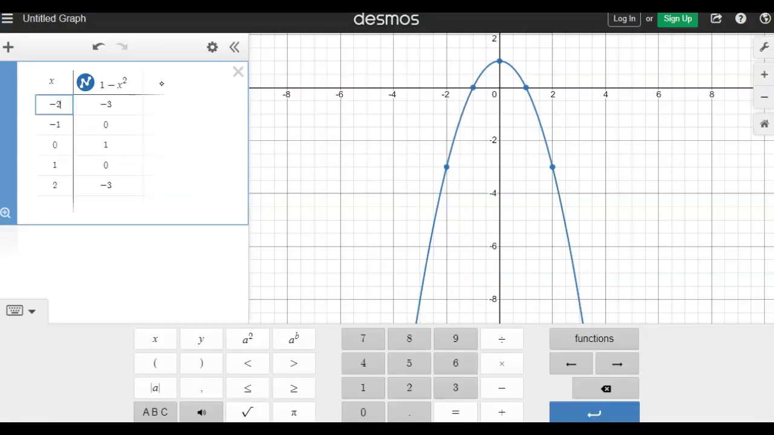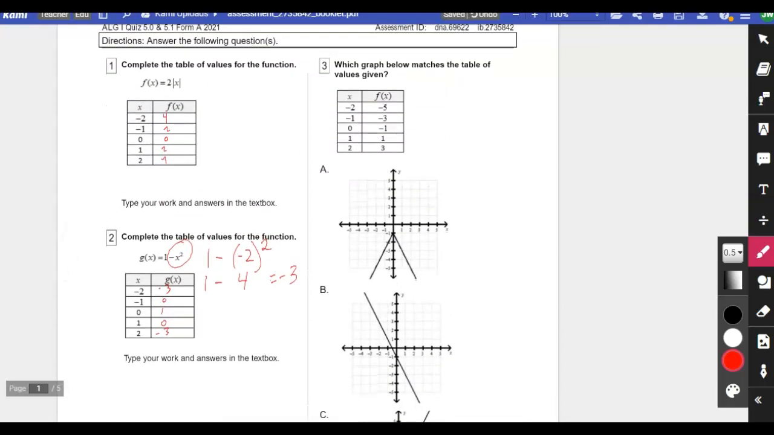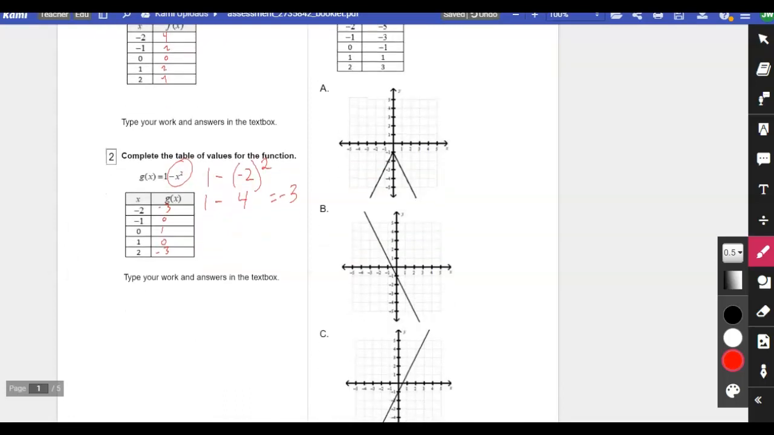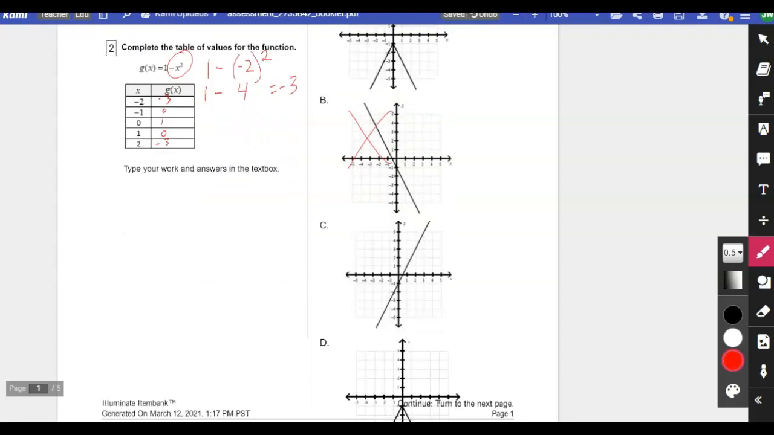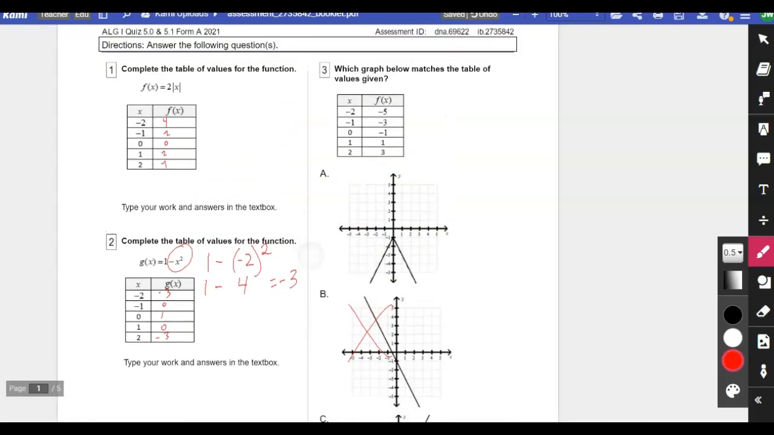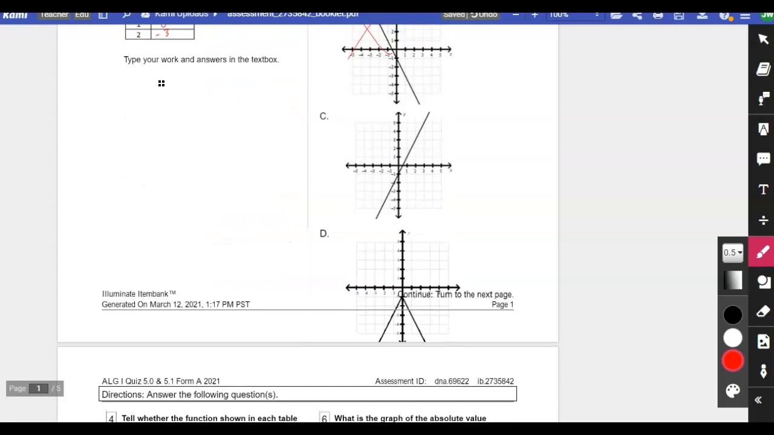So -3, 0, 1, 0, and then this one is also -3. Match it up. -2 goes to -5, so that's the first thing I'm looking for. That's -2, +5. So I eliminated one of them there. Then I'm also going to check 2, 3. 2, 3 is up here, so I eliminated that one. And 2, 3 is up here, so I eliminated that one. C.